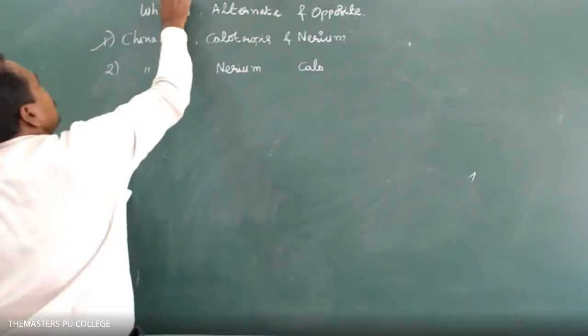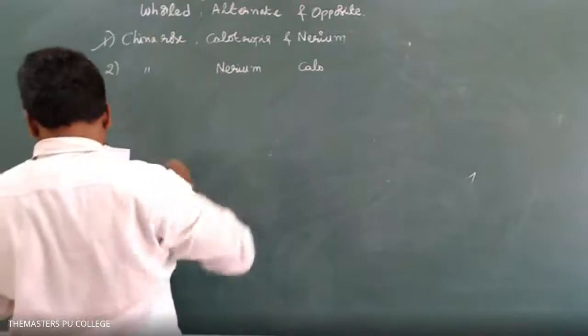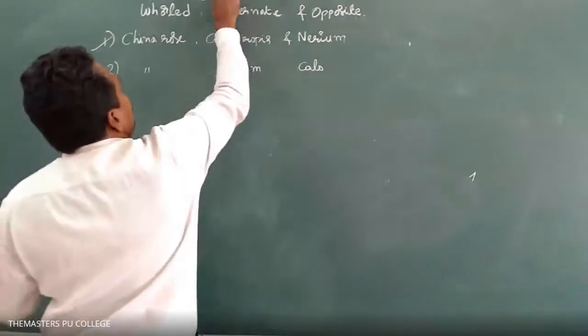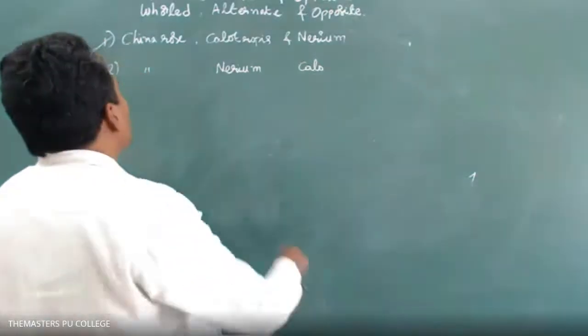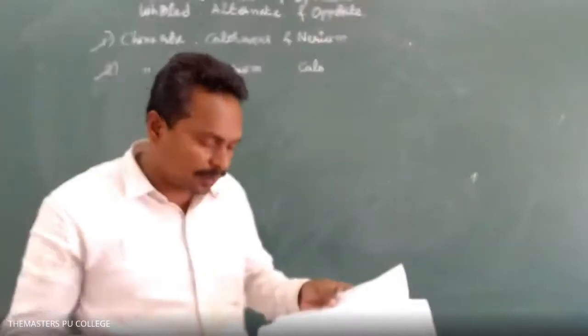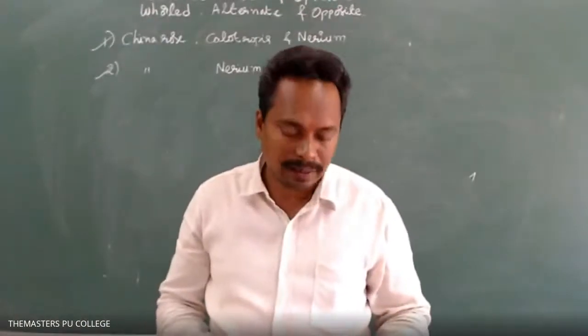Alternate, whorled, and opposite. Then what is the answer? Option 2. Alternate, whorled, opposite. Very good. So here they asked about alternate, opposite, and whorled phyllotaxy. So option 1 is the correct answer.